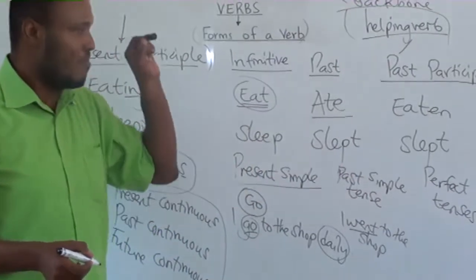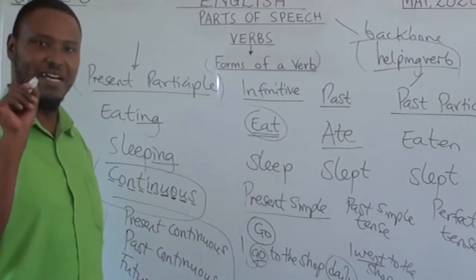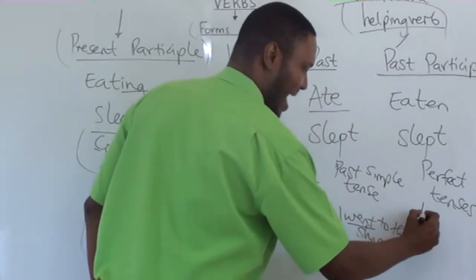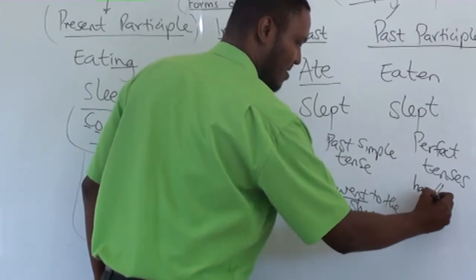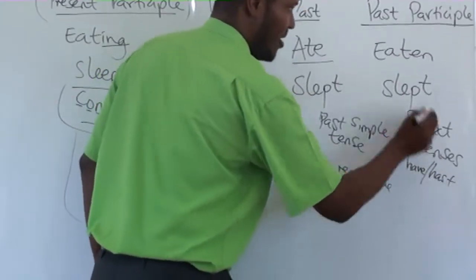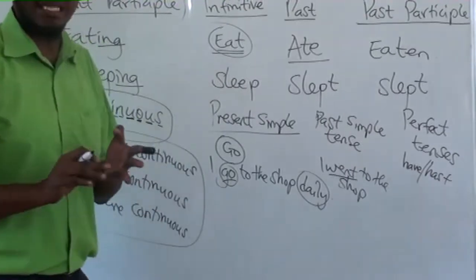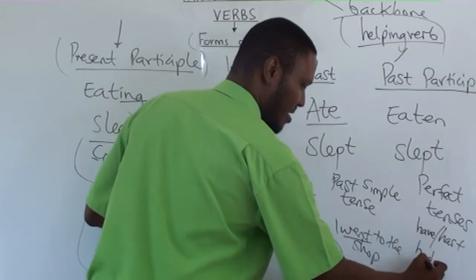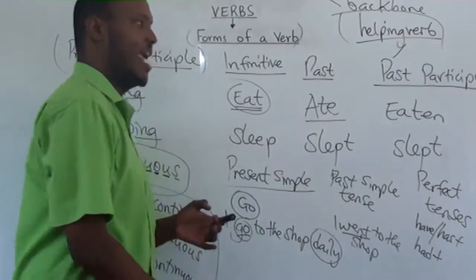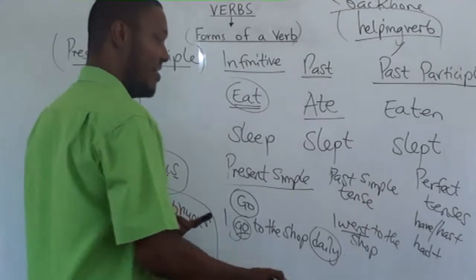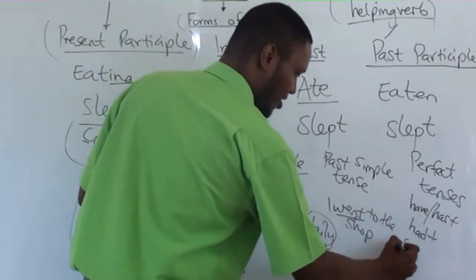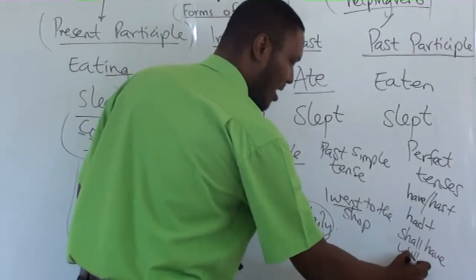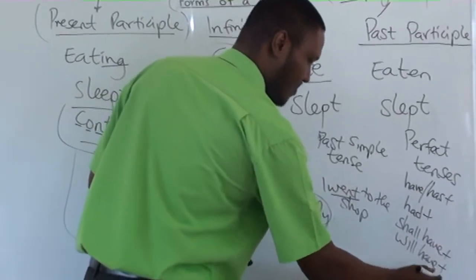Now in the present perfect tense, the helping verbs used, we have two of them: have and has, plus the verb that is there. In the past perfect, we have the helping verb had, plus the verb that is there. In the future perfect, we have two helping verbs: shall have and will have, plus the verb that is there.